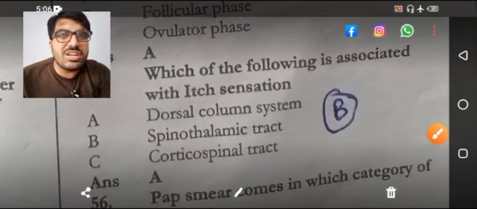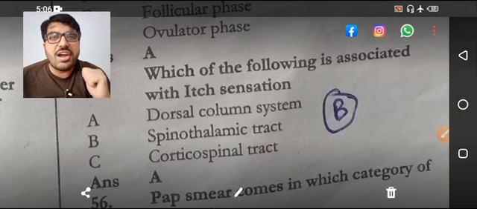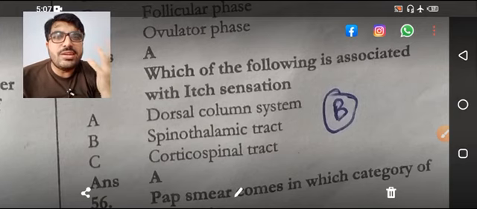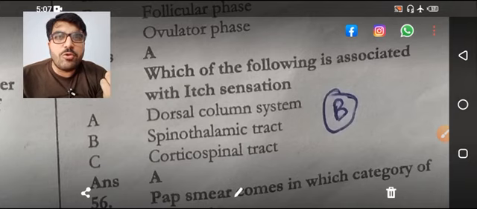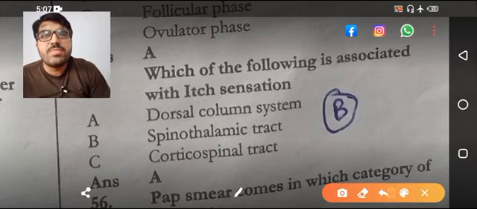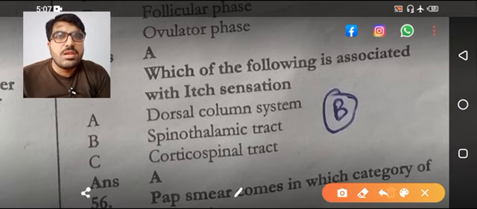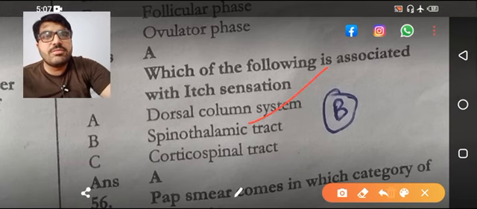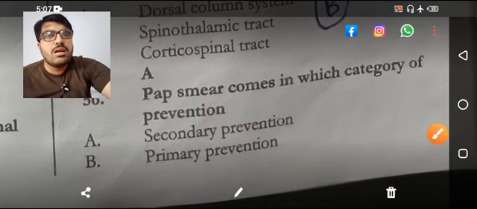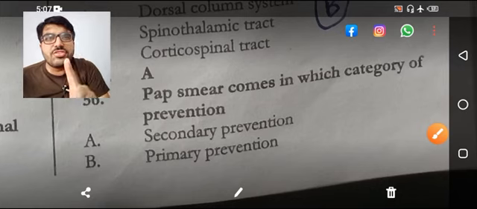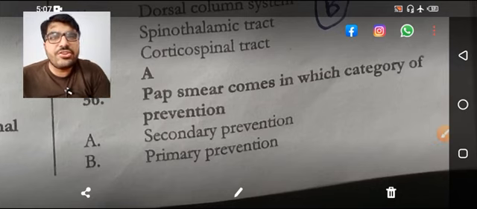Which of the following is associated with the itching sensation? The dorsal column is for highly developed sensation. The spinothalamic, actually the lateral spinothalamic tract, is for crude touch, crude sensation. So the answer over here is B, not A. A is associated with fine touch, 2-point discrimination, vibration.